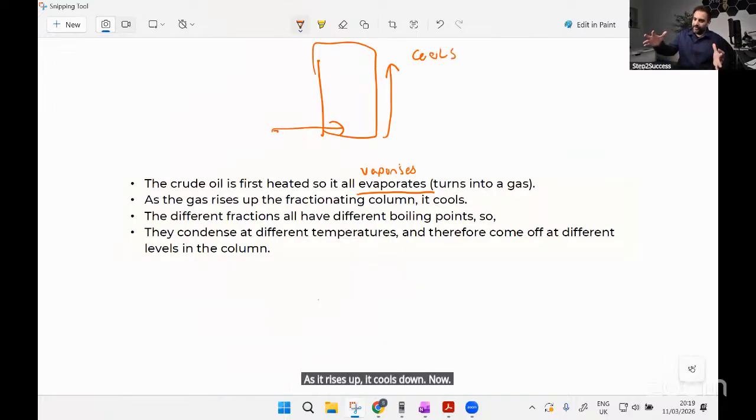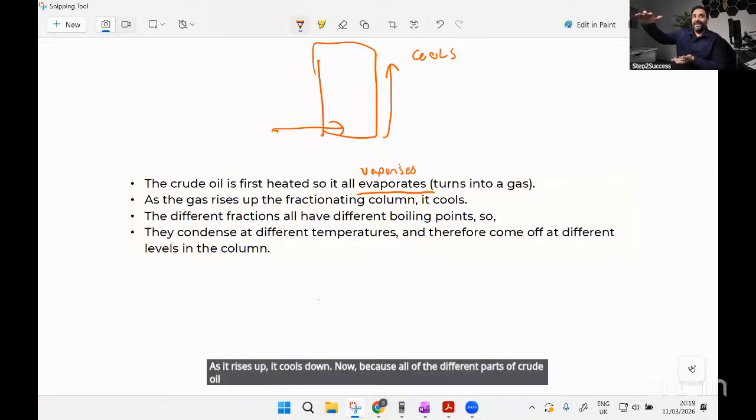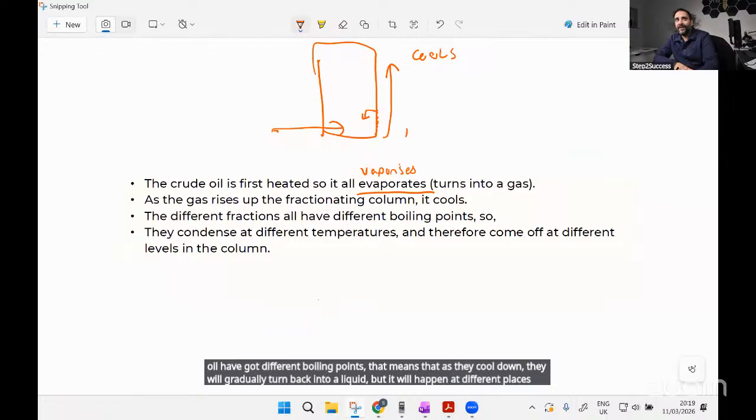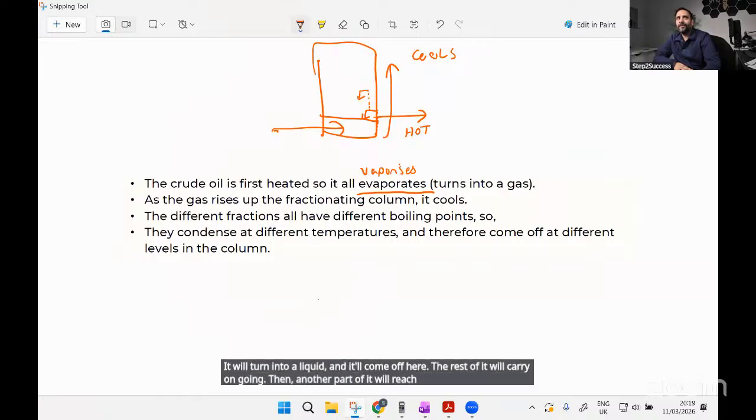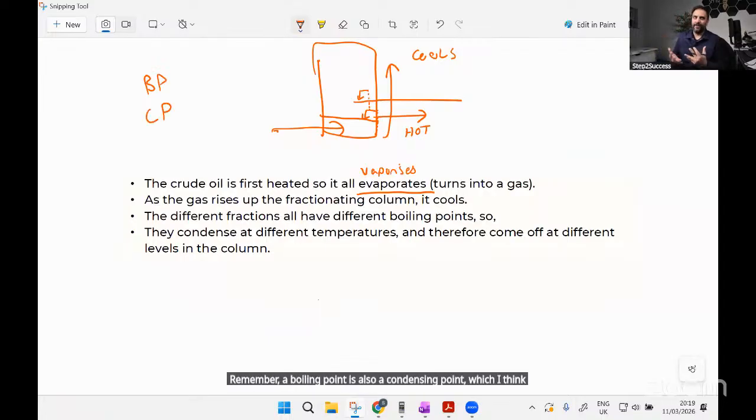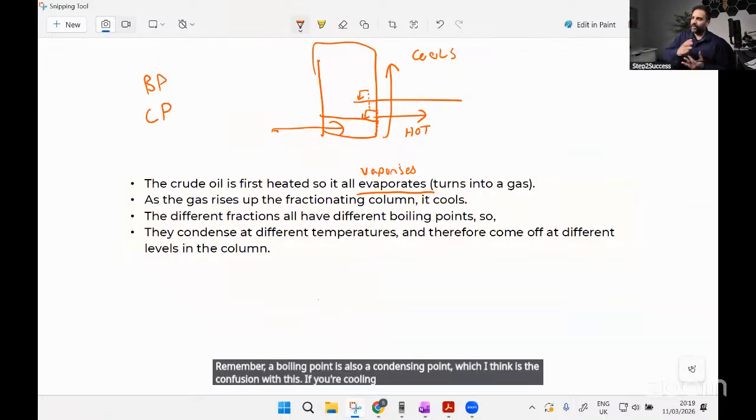Now, because all of the different parts of crude oil have got different boiling points, that means that as they cool down, they will gradually turn back into a liquid, but it will happen at different places because it's hotter down here than it is near the top. So when one of the things reaches its boiling point, it will turn into a liquid and it'll come off here. The rest of it will carry on going. Then another part of it will reach its boiling point. Remember, a boiling point is also a condensing point, which I think is the confusion with this. If you're cooling down a gas, it condenses at the boiling point back into a liquid.